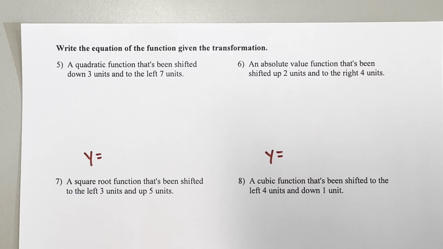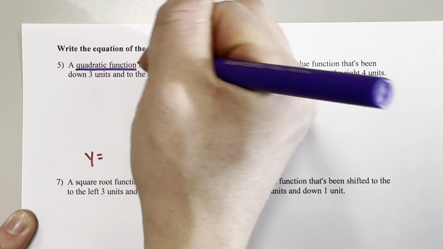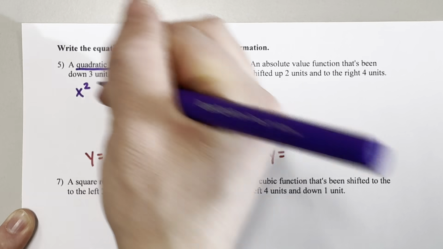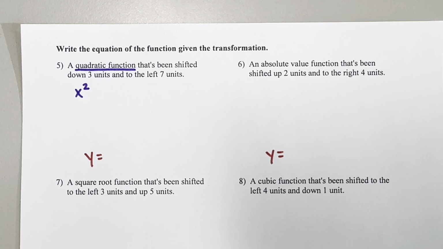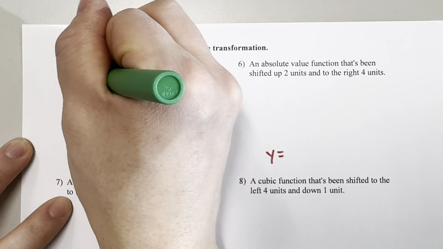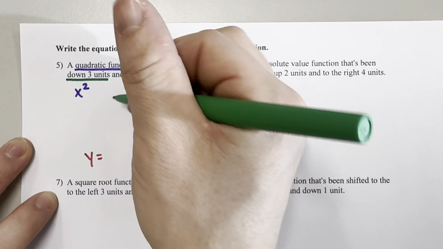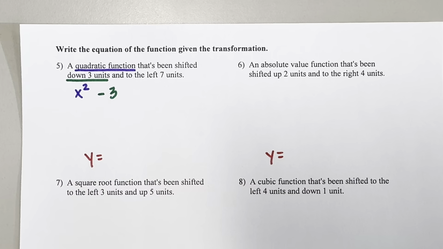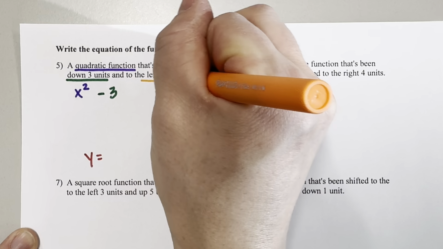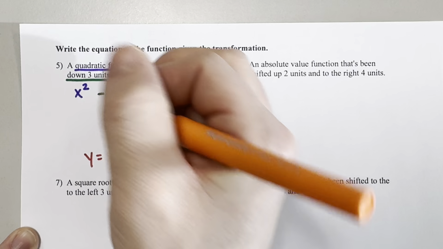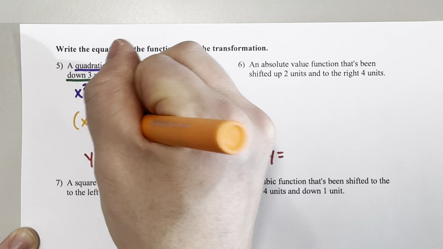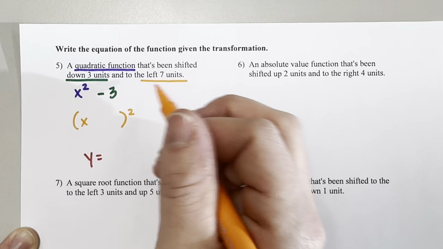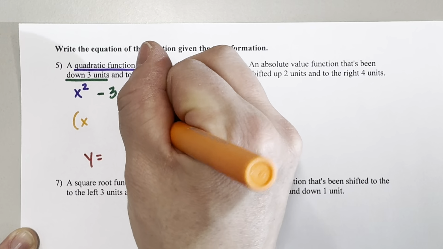Looking at number 5, it says a quadratic function. Well, a quadratic function is going to start with x squared, so I know I'm going to have an x and a squared in my function. That's been shifted down 3 units. On the outside, no parentheses, down 3, I'm going to have a negative 3 in there. But let's keep reading. And to the left, 7 units. Left means the inside, so I'm going to have to take my parentheses now, because there's a left and a right movement. I still have my minus 3, my down 3, on the outside.